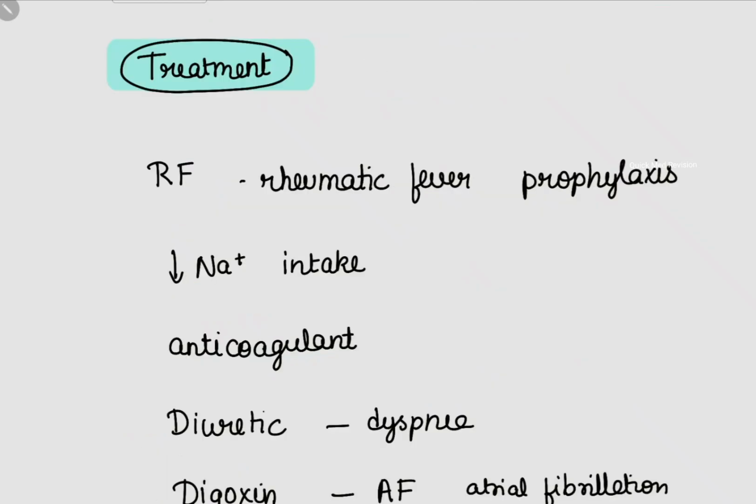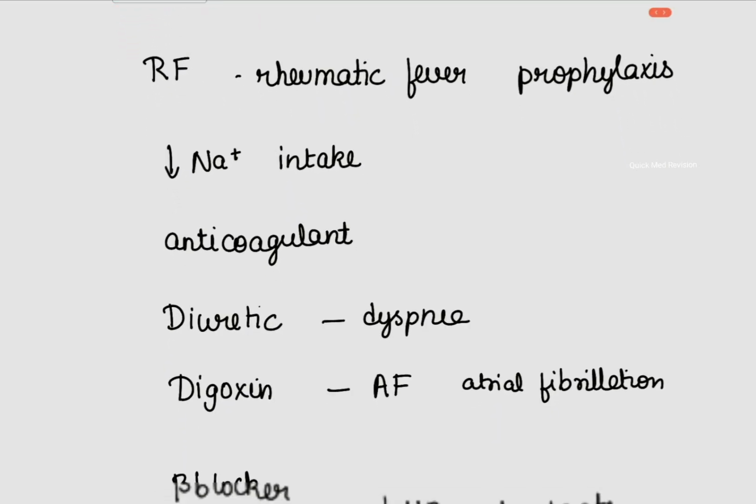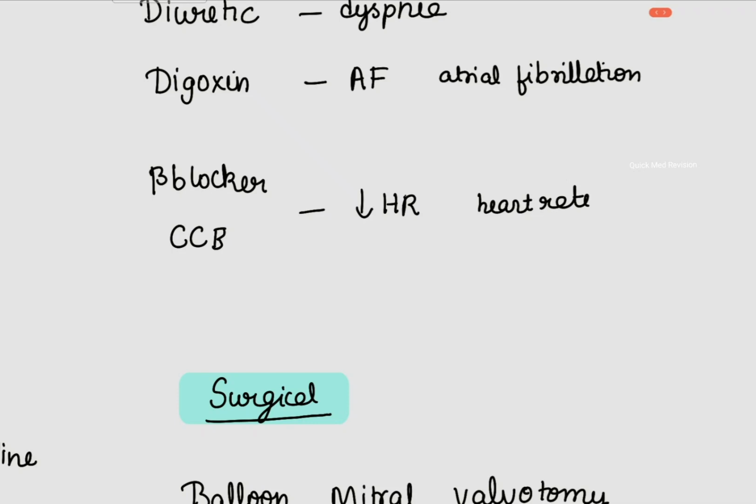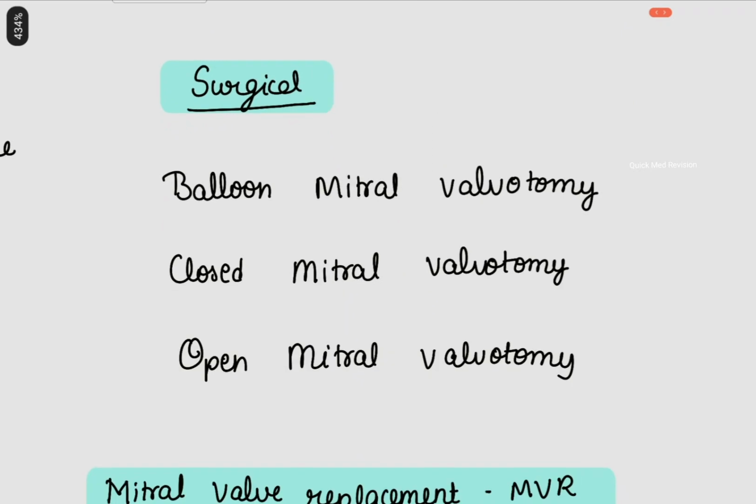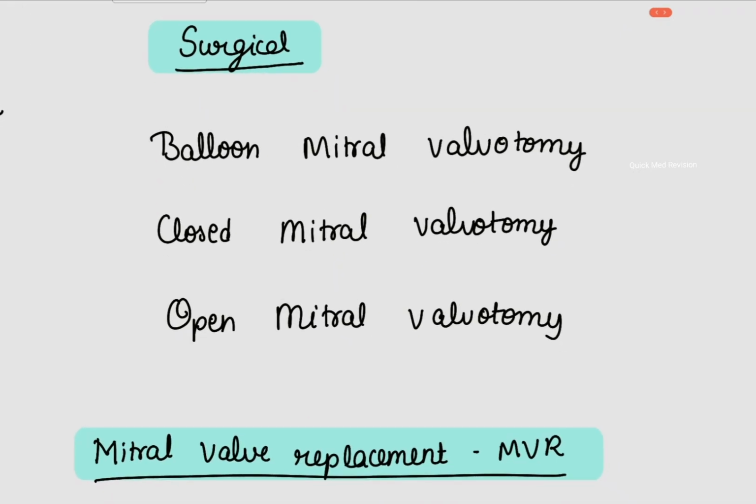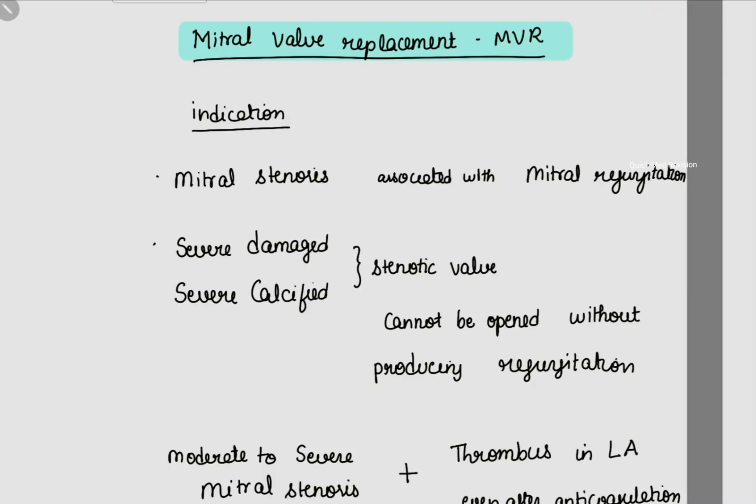Treatment of mitral stenosis. Primarily treat rheumatic fever using rheumatic fever prophylaxis. Then decrease the sodium intake. Anticoagulants are given. Diuretic is given for dyspnea. Digoxin for atrial fibrillation. Then we give beta blocker and calcium channel blocker to decrease the heart rate. Surgically, remember it as mitral valvotomy. The valvotomy includes balloon mitral valvotomy, closed mitral valvotomy, open mitral valvotomy. Then we finally do a mitral valve replacement.